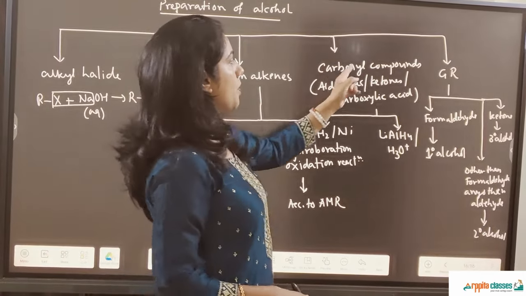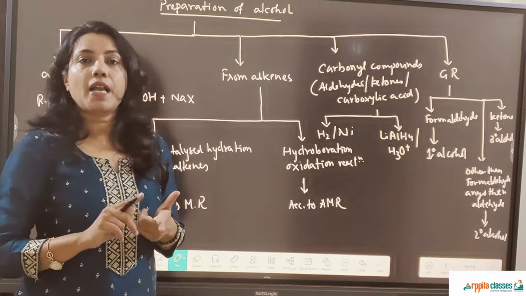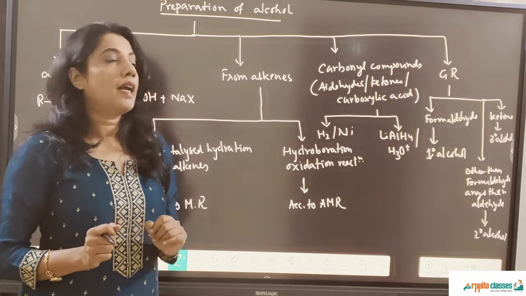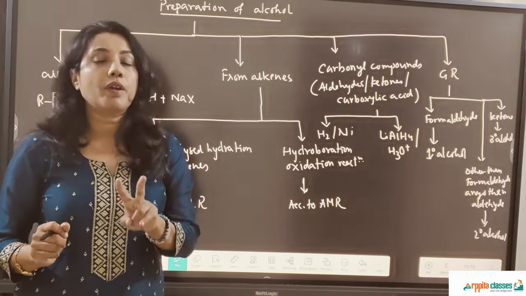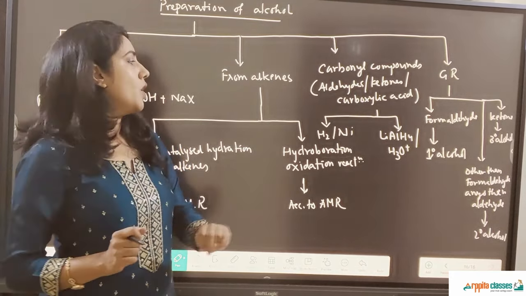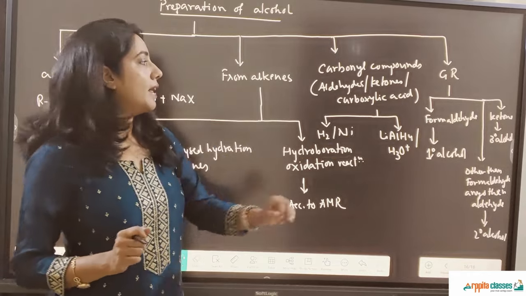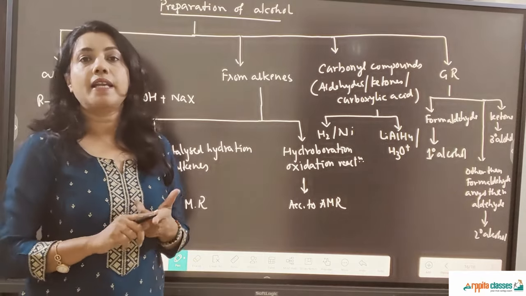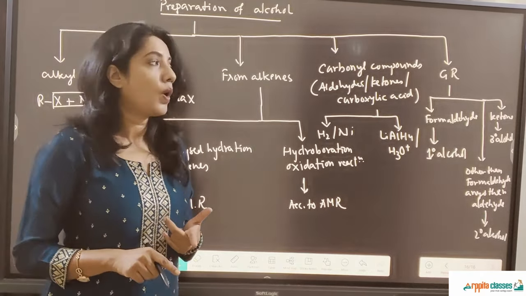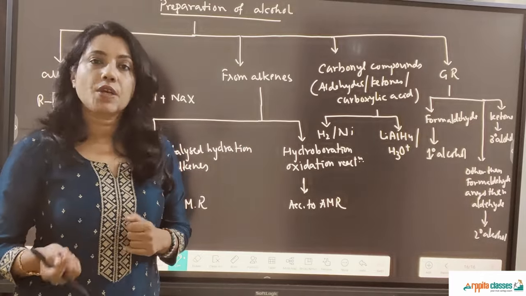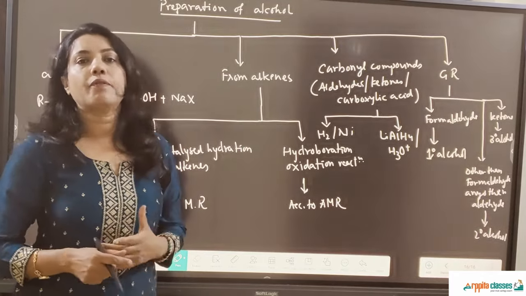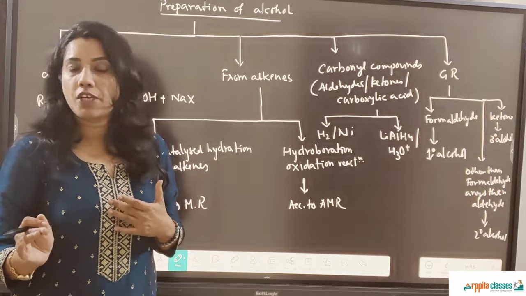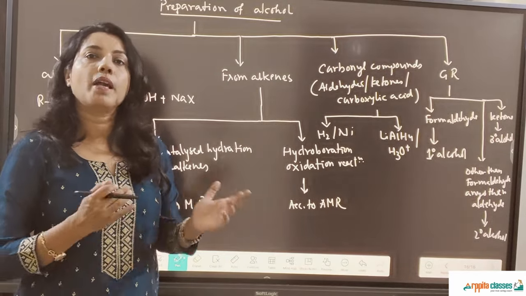The third preparation was from carbonyl compounds. The carbonyl compounds are aldehydes, ketones and carboxylic acids, and we used the reduction process for that, and the reduction we have done by using two different reducing agents. One is hydrogen in presence of nickel, and the other one is lithium aluminium hydride in presence of H3O plus. And there we have seen that aldehydes on reduction give us primary alcohol, ketones on reduction give us secondary alcohol. And for the carboxylic acid part we have used another alternative method, that is the first esterification reaction, formation of ester followed by hydrolysis of it.